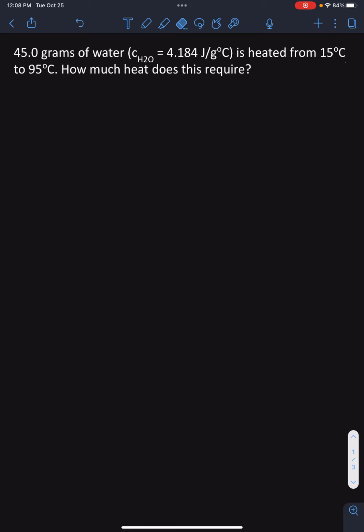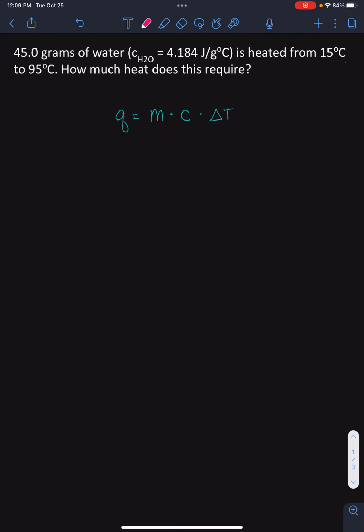45 grams of water. C, water is 4.184 joules per gram degree Celsius, is heated from 15 degrees Celsius to 95 degrees Celsius. How much heat does this require? So whenever you are finding the heat of a substance that is just being warmed up and no phase changes are involved, the equation to do that is Q is mass times C times the change in temperature, delta T.